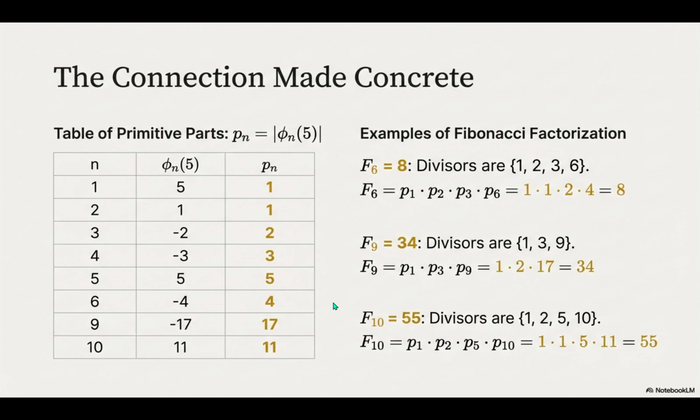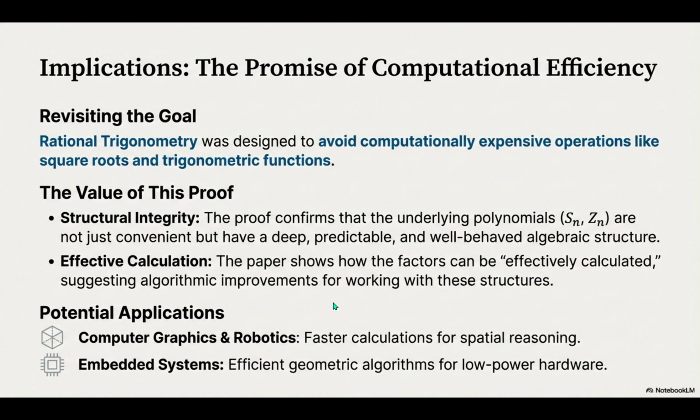Here's where it gets really interesting. Beyond the pure mathematical beauty, what's the actual payoff here? For someone in engineering or computer science, if you're a developer, why should you care that Zn of x factors so nicely? It all goes back to the beginning, to computational efficiency.